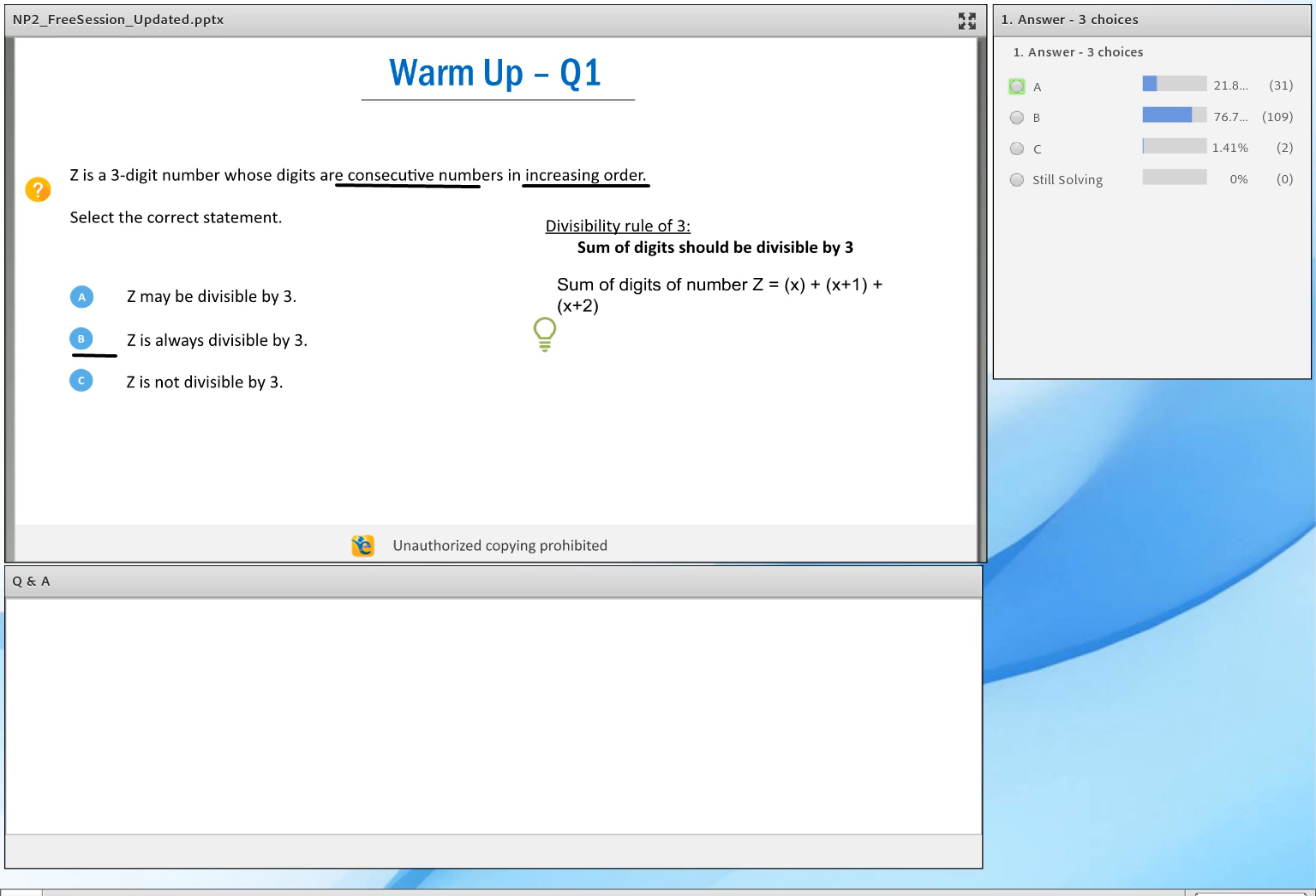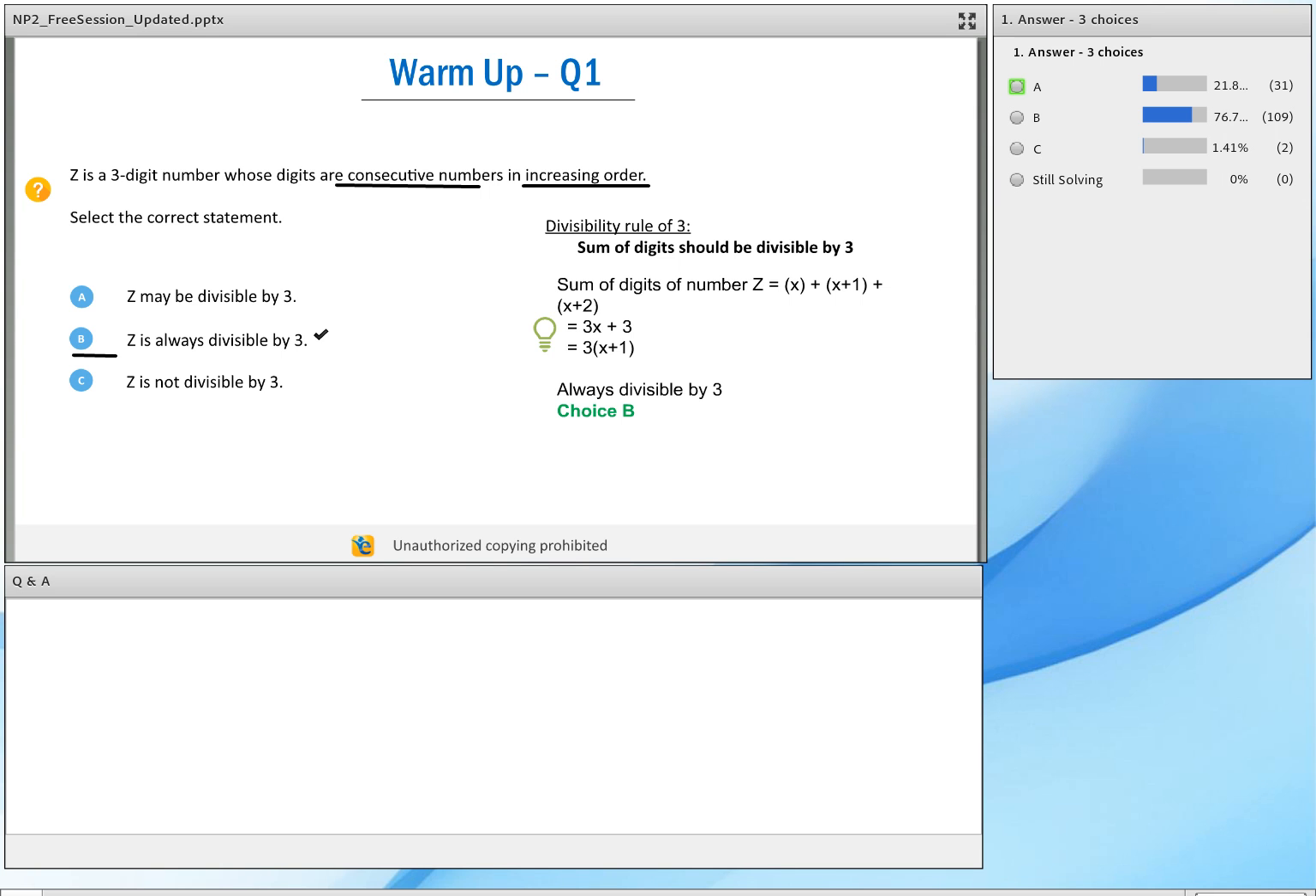So we assume that once we do that, we can really say, hey, sum of the digits is 3x plus 3. You take 3 common, which is 3 times a number. 3 times a number is always divisible by 3, and hence we choose choice B as our correct answer. Okay, so this is something that's there.